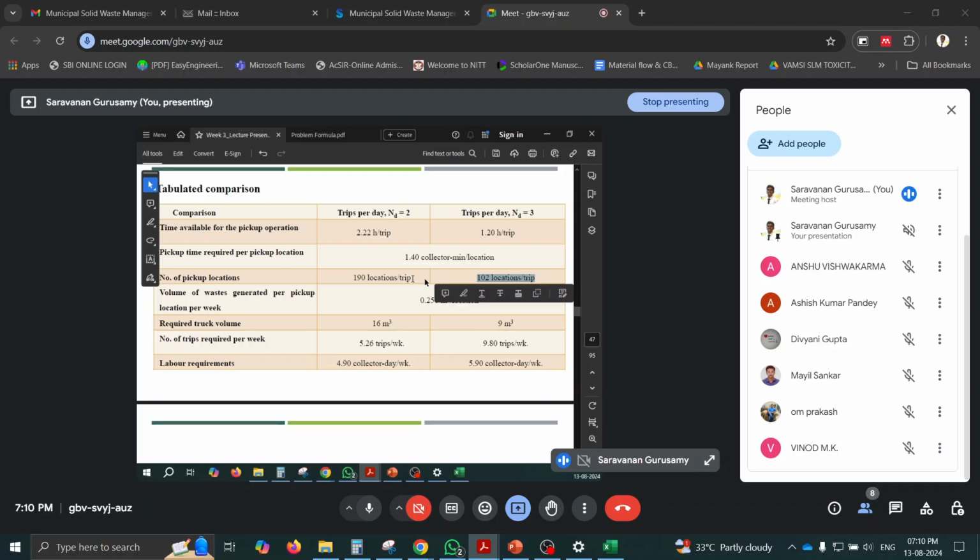So here comes the problem. You can only collect 1 or 2 locations per trip, but here we are collecting 190 per trip, with a bigger vehicle, that is 16 meter cube. Here a smaller vehicle, that is 9 meter cube. That's what we have calculated. And then finally the labor requirement will be 4.9 collector-days here, 5.9 collector-days here. Yeah.